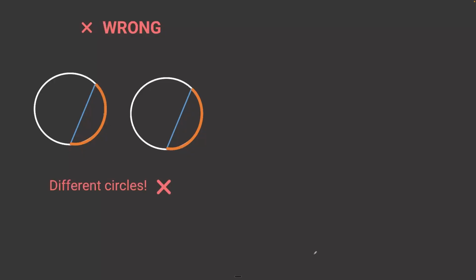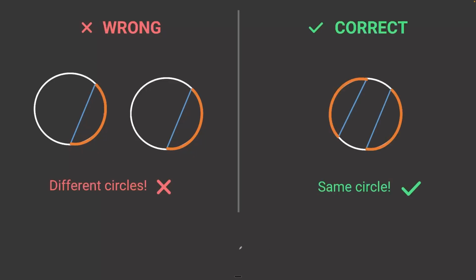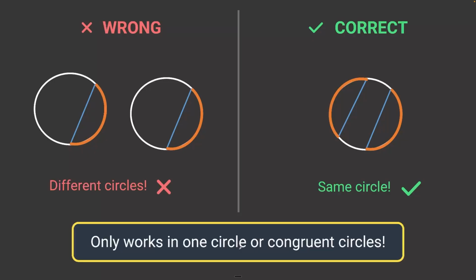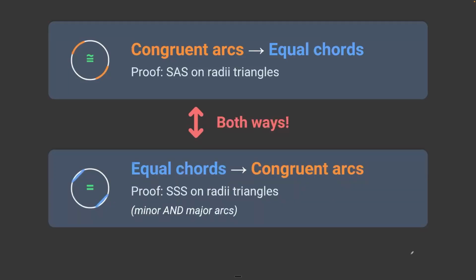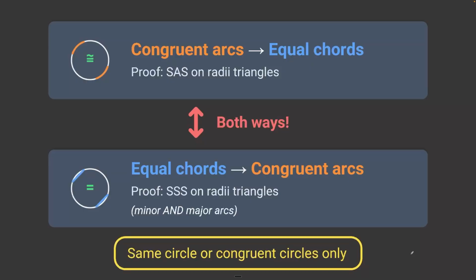But this does not apply to different circles. If the circles are different, then you will not be able to say that the arcs will be the same. It is within the same circle that you can say that the same arcs will create the same chords, or the same chords will have the same sized arcs. Only works in one circle or congruent circles. Congruent, not similar. So congruent arcs create equal chords, which we proved using SAS on radii, and equal chords create congruent arcs, which we proved using SSS. So same circle or congruent circles only.